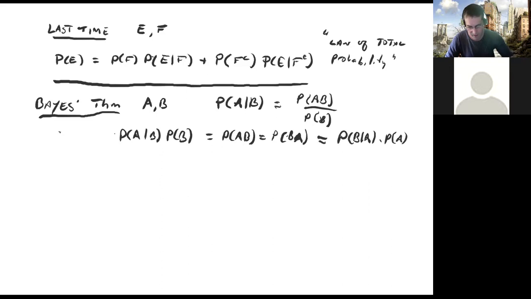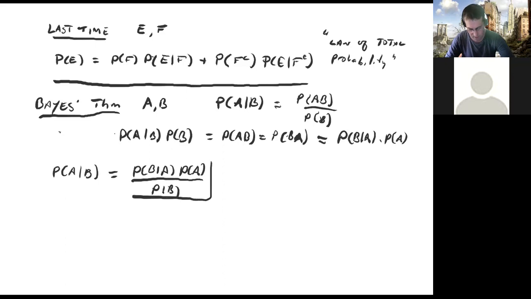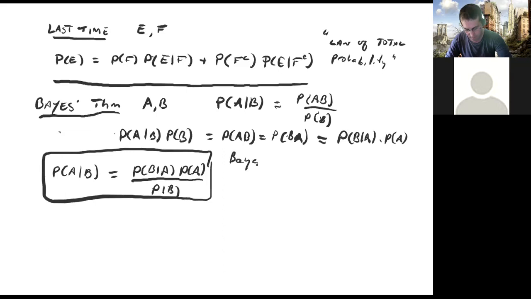Okay, so now I can divide everything by the probability of B, and I get the following formula. The probability of A conditional to B is the probability of B conditional to A times the probability of A divided by the probability of B. So this is really Bayes' theorem. The book doesn't write it this way.